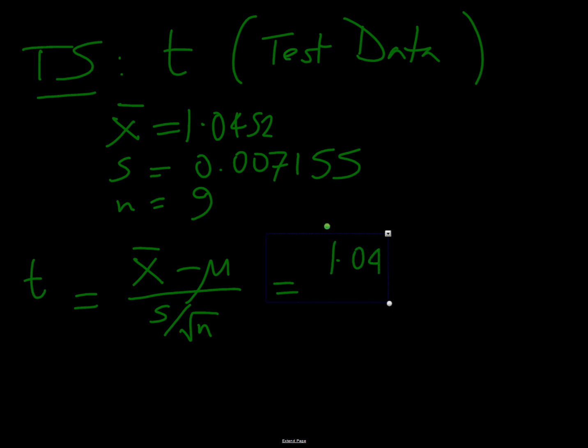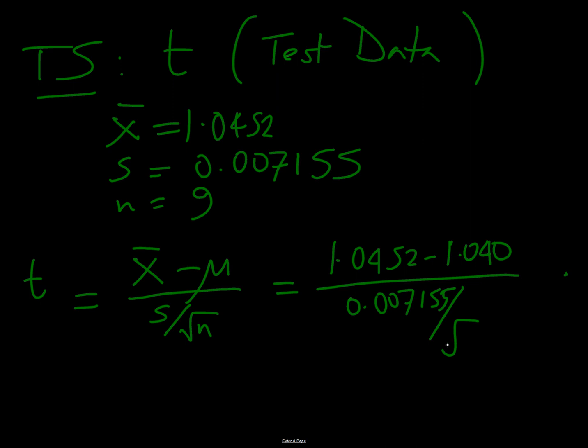So then we get 1.0452 minus 1.040 over 0.07155 over root 9, which is 2.189. 2.189 if you put that in your calculator. So we now know what our test statistic is. Yeah, there's our test statistic.